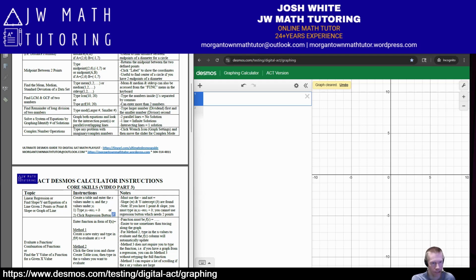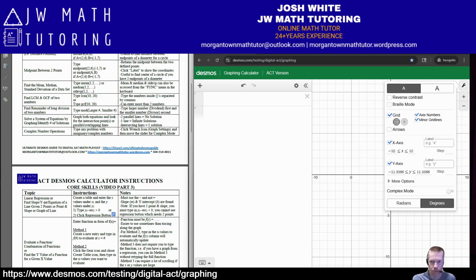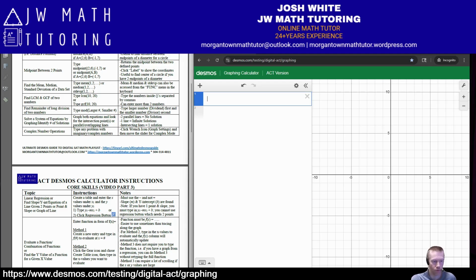All right, last thing at the bottom of the first page. Let's look at complex number operations. You can do any operations with complex numbers. The first thing you need to be aware of, which was mentioned in my introduction video, is you need to make sure that Desmos is set to complex mode, very similar to what you have to do on a TI. You have to switch it from real numbers to complex number mode. So you turn this on, and then we can do whatever operation we want.